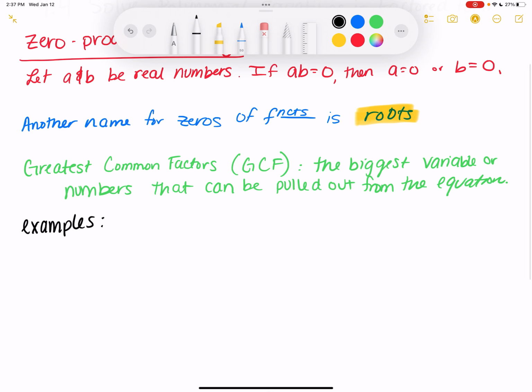All right, so we're going to look at some examples. The first one's using the zero product property, solve the equation. Is this simple? Yes. So the problem is y plus 9 times y minus 1 is equal to 0. Should we make y 0? No, but sort of.